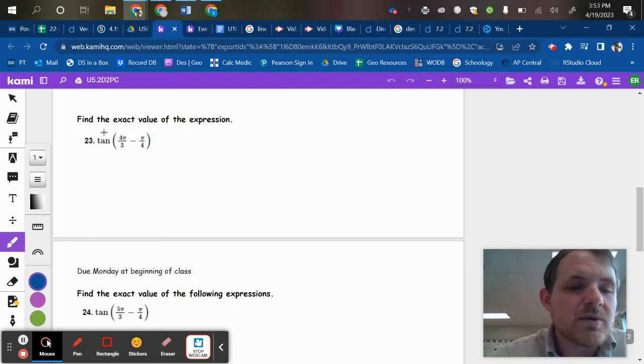So what's new about this question is now it's tangent with a subtraction on the inside there. If I were to subtract those, it would probably be an angle that's not really nice to work with. So it's actually nice that it's left as 4 pi over 3 and pi over 4.